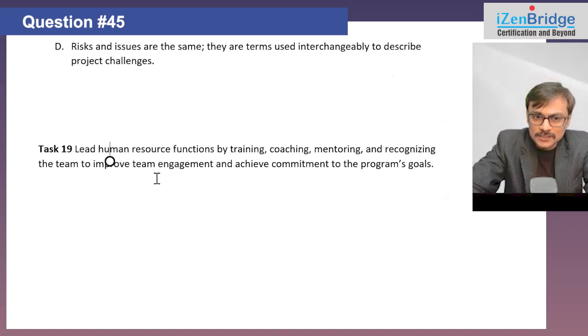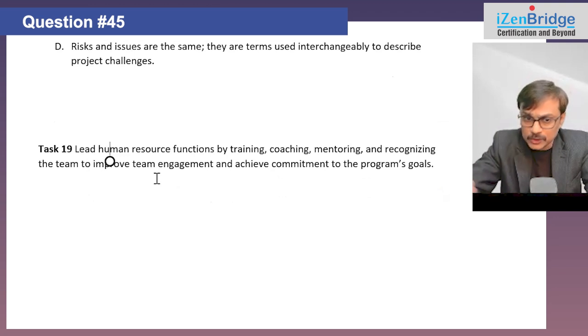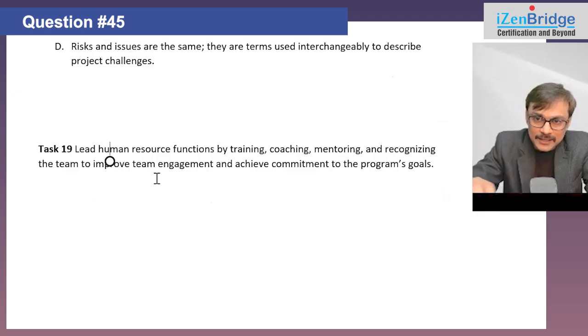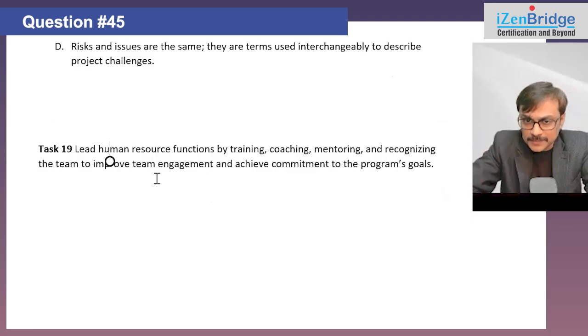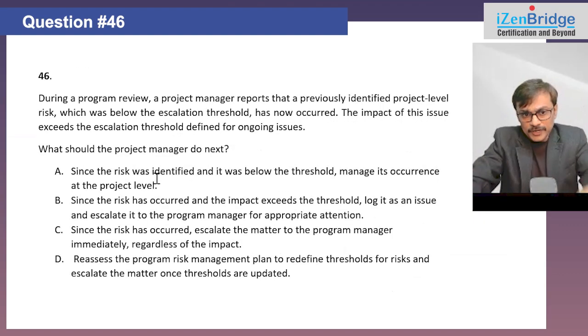So we move forward. There is a task related to leading the human resource function by training, coaching, mentoring, and recognizing the team, improvement and engagement, and helping them in achieving program level goals. So with this particular task, anything which can be pointed to educating team members on a soft skill, on project management skills, anything which is expected to be mentoring a project manager may fall here. So this is task number 19, which is expecting you to do training, mentoring, and improving your program team.